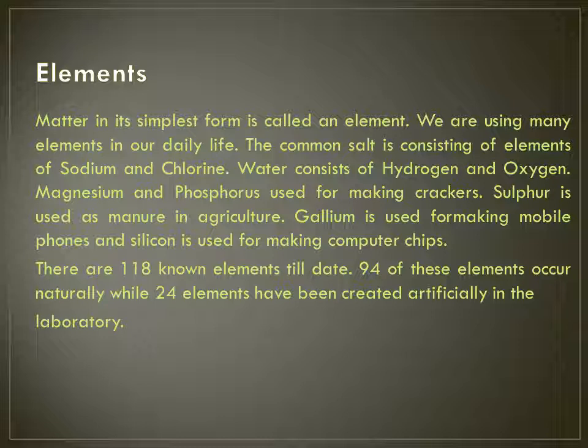Magnesium and phosphorus are used for making crackers. Sulphur is used as a manure in agriculture. Gallium is used for making mobile phones and silicon is used for making computer chips. There are 118 known elements to date. 94 of these elements occur naturally, while 24 elements have been created artificially in the laboratory.